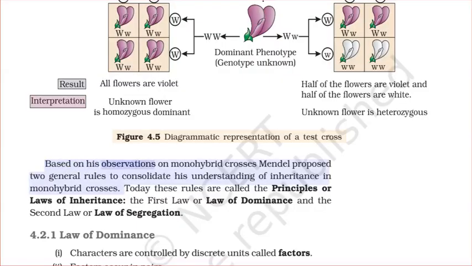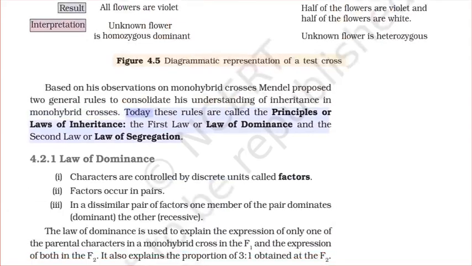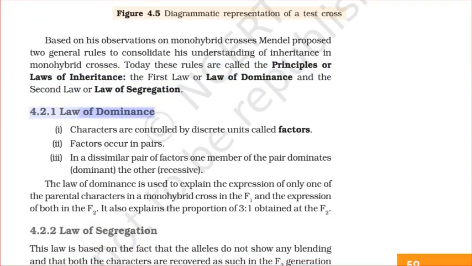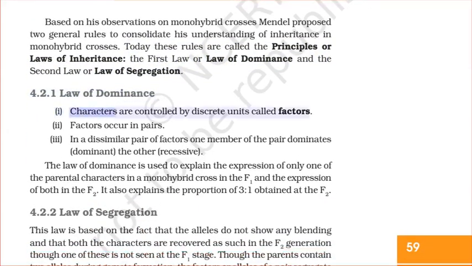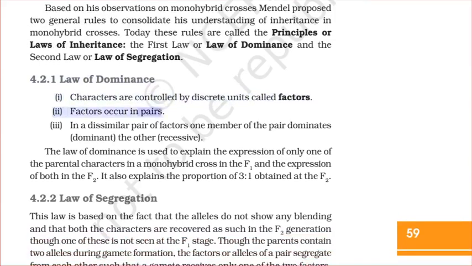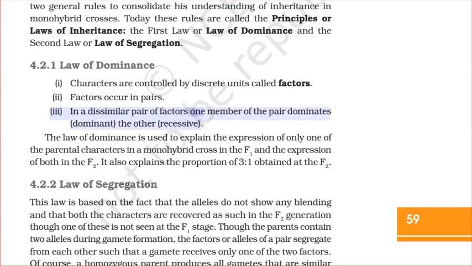Based on his observations on monohybrid crosses, Mendel proposed two general rules to consolidate his understanding of inheritance in monohybrid crosses. Today, these rules are called the principles or laws of inheritance: the first law or law of dominance, and the second law or law of segregation. Law of dominance: 1. Characters are controlled by discrete units called factors. 2. Factors occur in pairs. 3. In a dissimilar pair of factors, one member of the pair dominates (dominant), the other recessive.